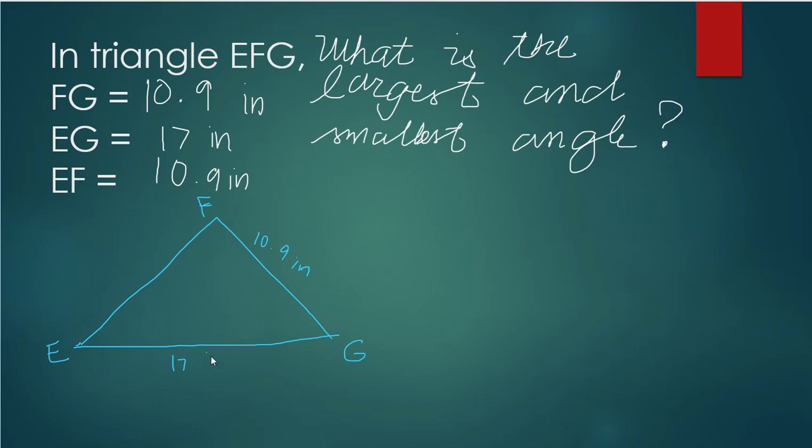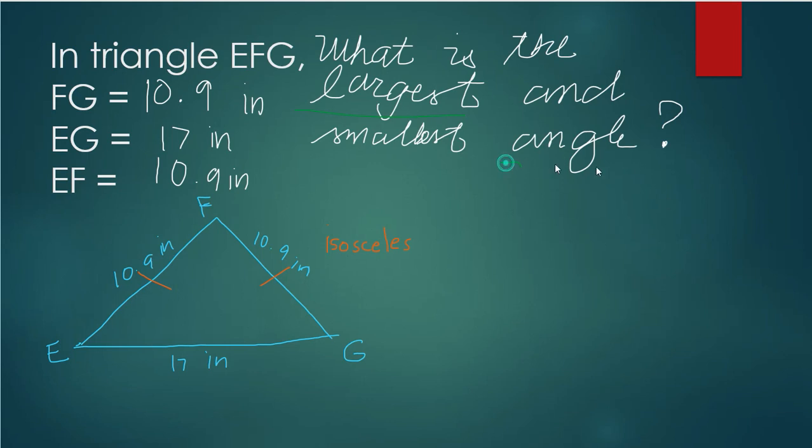And then we have EF. EF is 10.9. As you can see, we have two equal sides. So when two sides are equal, the name of this triangle, we call it isosceles. So we have here an isosceles triangle.